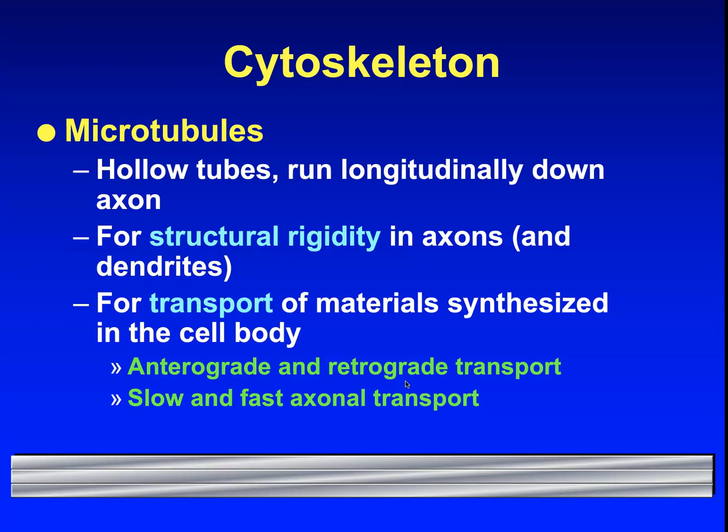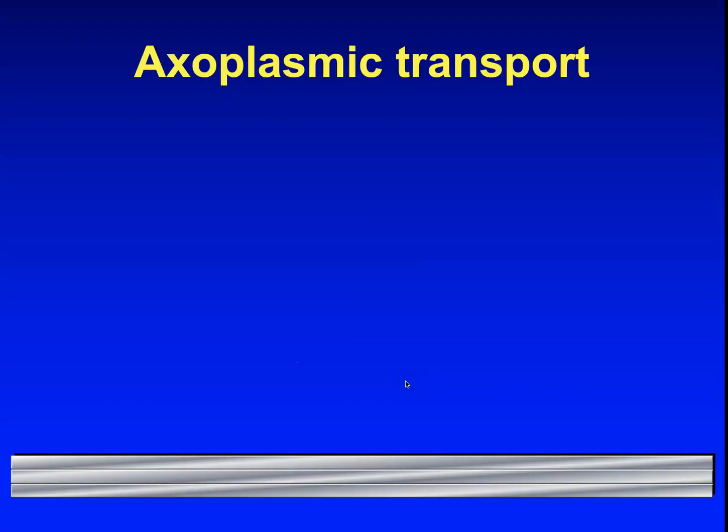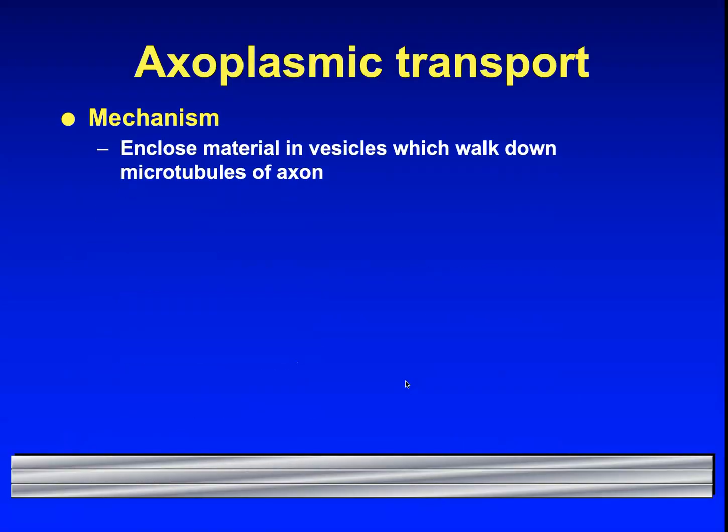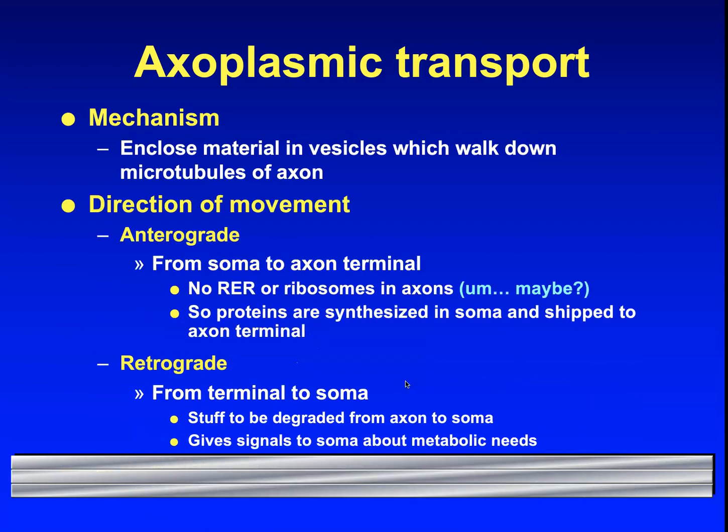So transport goes in two directions, and also some is slow and some is fast. I'll get to that. So how things are transported. You enclose material in the vesicles, and these vesicles kind of walk down the microtubules. There's dynein, a protein that's kind of the legs. Oh, and this is the direction of transport.